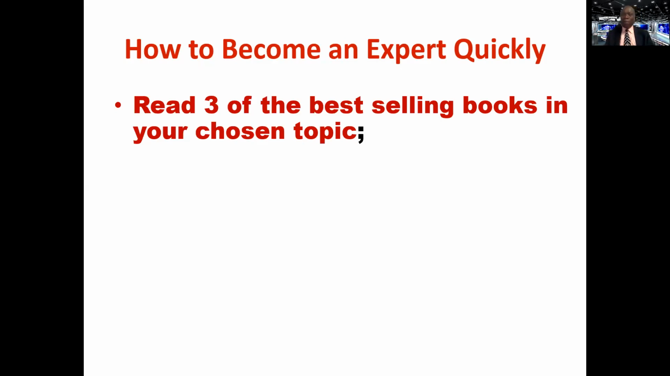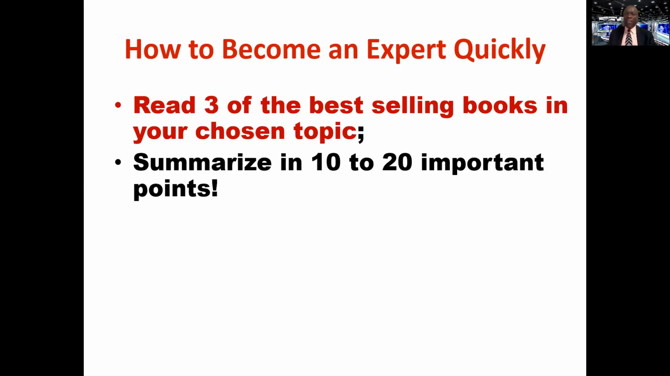Read 3 of the best-selling books in your chosen topic. You simply go to the library. You don't even have to buy the book. We're talking 72 hours here. Each book maybe will take you a day to read. Sit down in the library. Spend 4 to 6 hours reading it. Summarize in 10 to 20 important points. In other words, as you are reading the book, you are writing a summary yourself. You are not copying the book. As you read it, you are summarizing what you are reading in 10 to 20 important points, maybe following the chapters that they have.